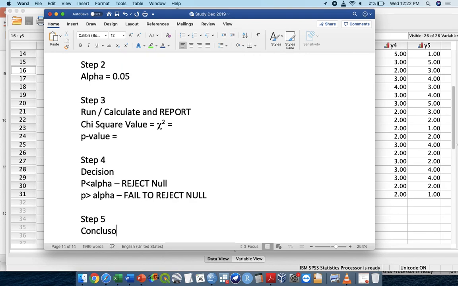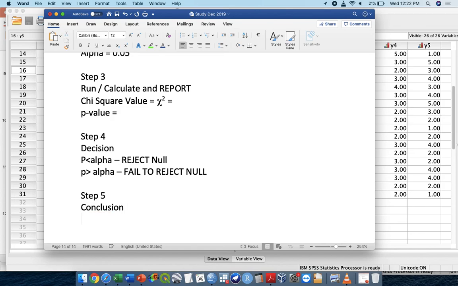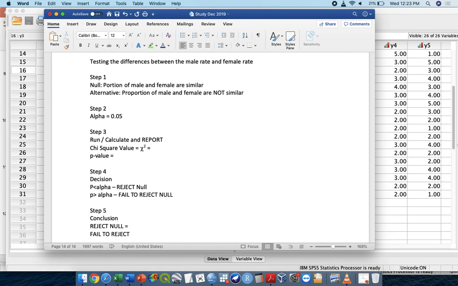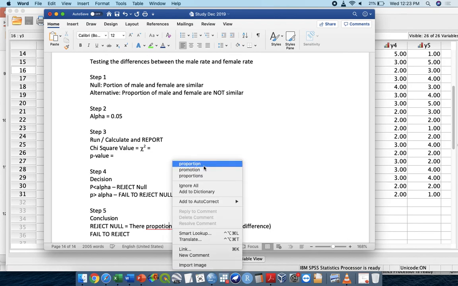You make a conclusion, right? So the conclusion will be as follows. What is your conclusion? When you reject the null, what happened? When you fail to reject? Okay, when you reject the null, that means you are going to say that the proportions are similar or not similar. You reject the null, because the null said that the proportions are similar. When you reject the null, that means the proportions are not similar. That means there is a difference.